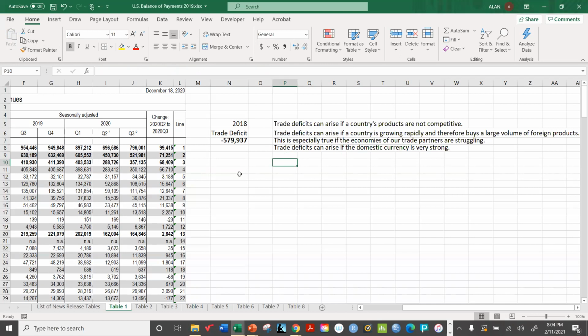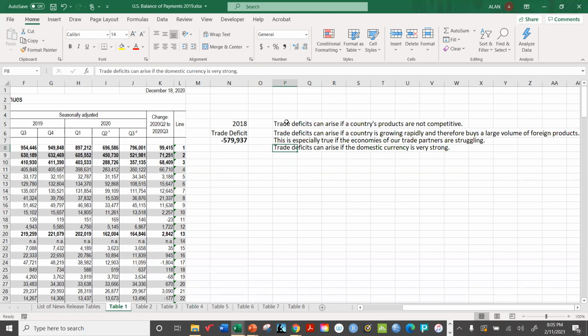And in fact, we saw a lot of this in the 80s. The economy in the 80s was just booming along. The dollar got crazy strong. And so a lot of American manufacturers ran into trouble because foreigners couldn't afford to buy our products. And that can also be a potential source of trade deficits.